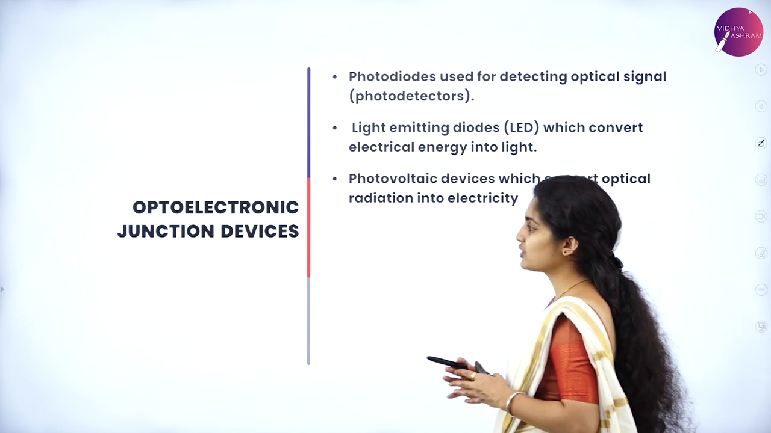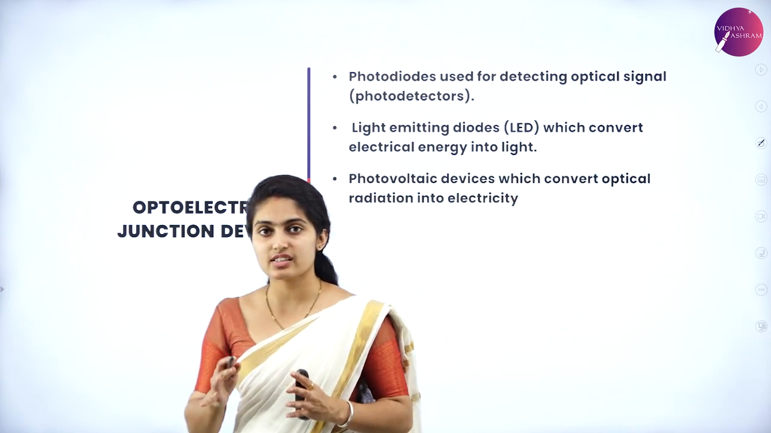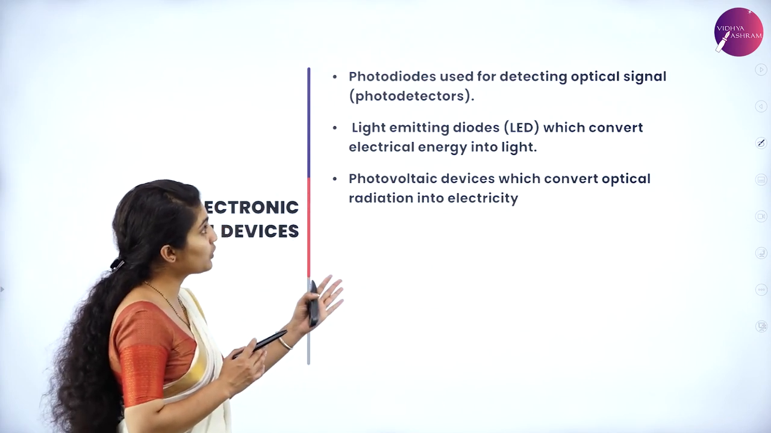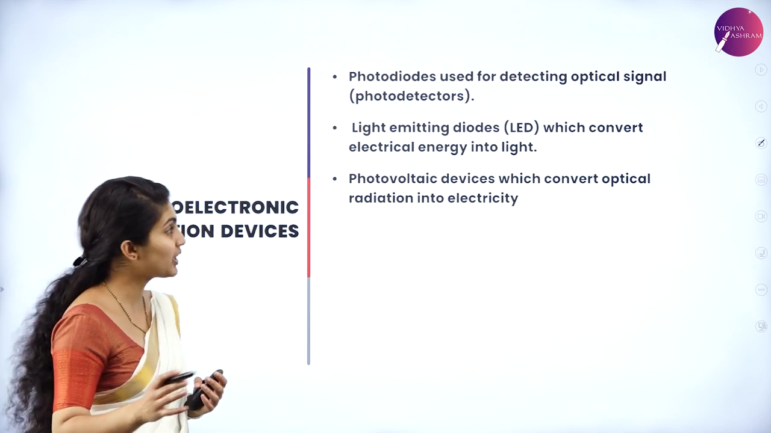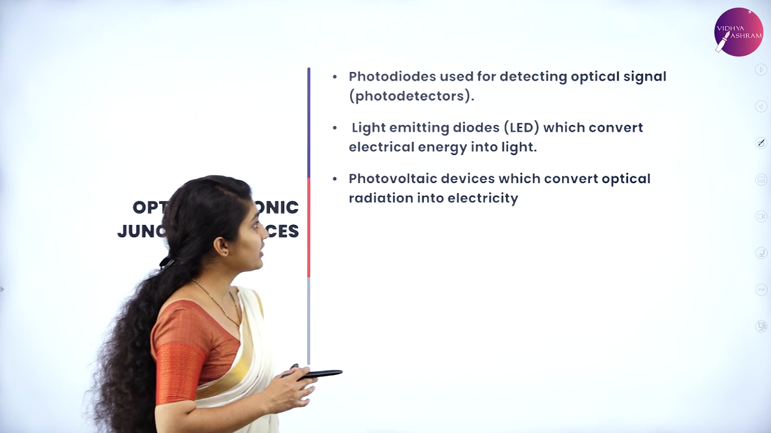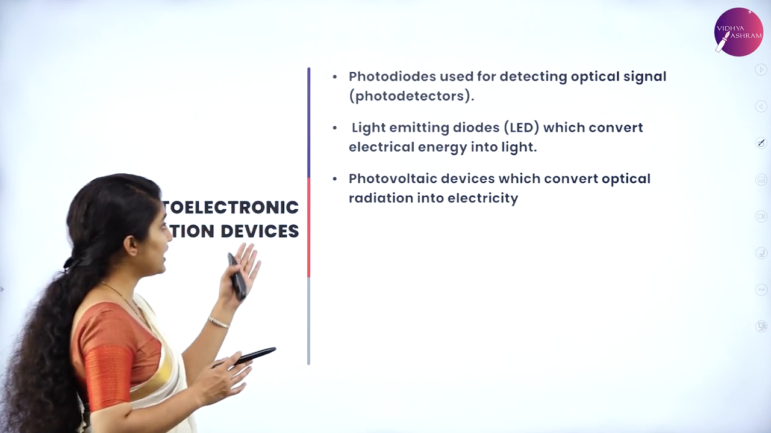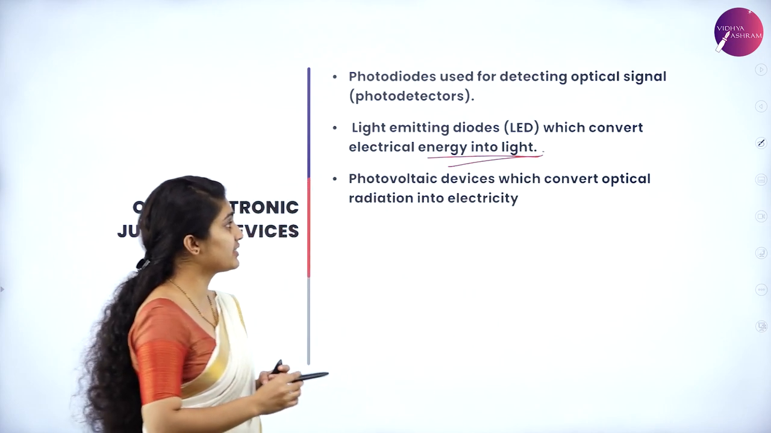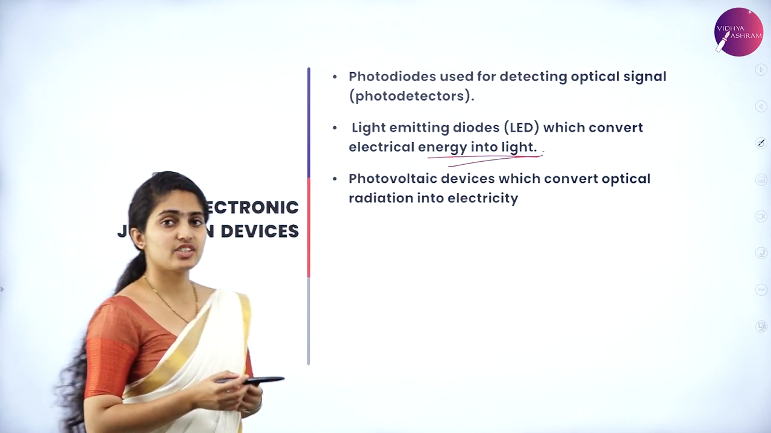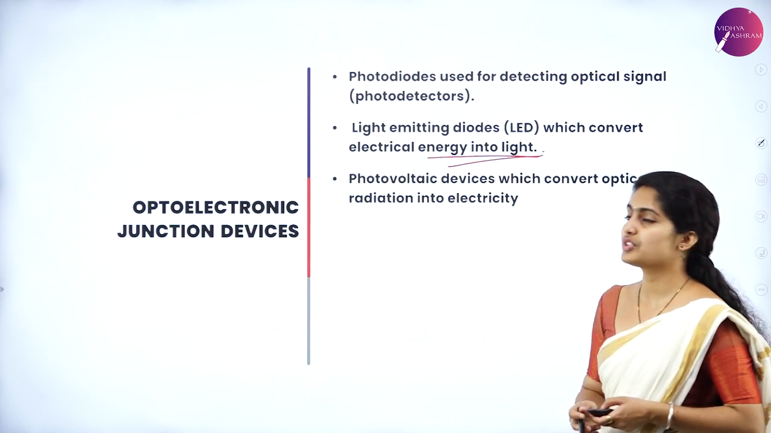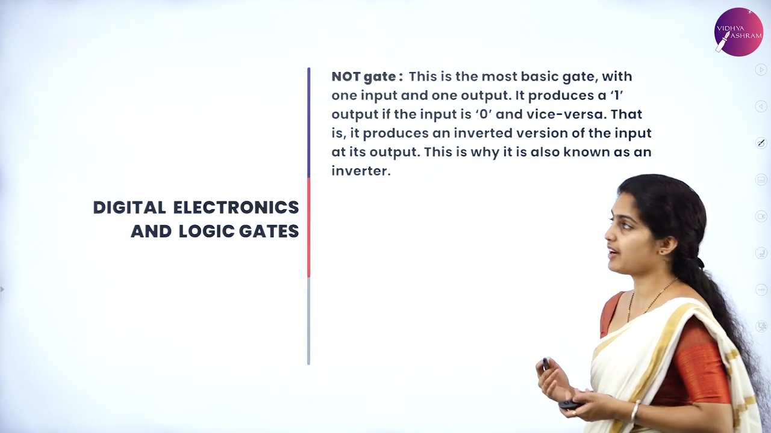Next is optoelectronics junction devices, in the sense the semiconductor devices that are useful in other streams. That is in photodiodes, which are used for detecting optical signals and are also called photodetectors; light emitting diode, LED, which converts electrical energy into light energy; and photovoltaic devices, where optical radiation is converted into electricity. All these use semiconductor devices.